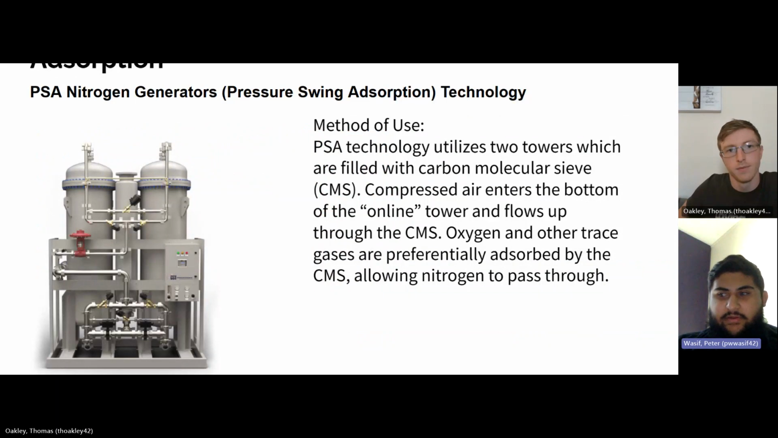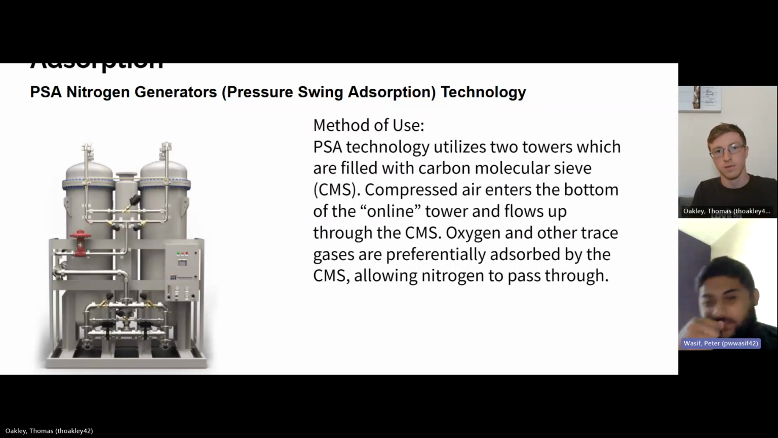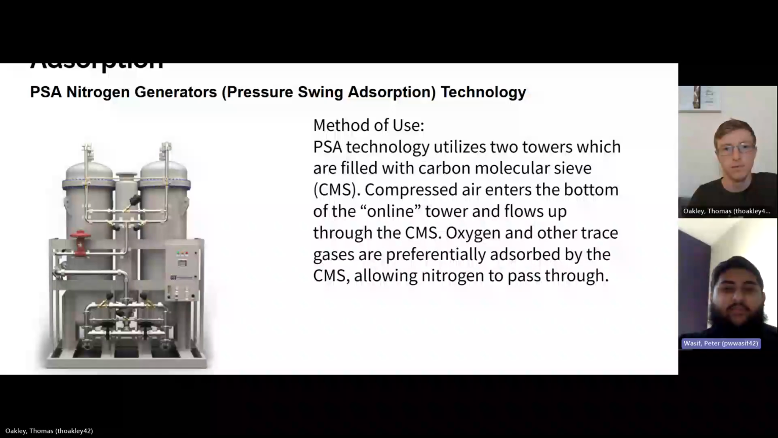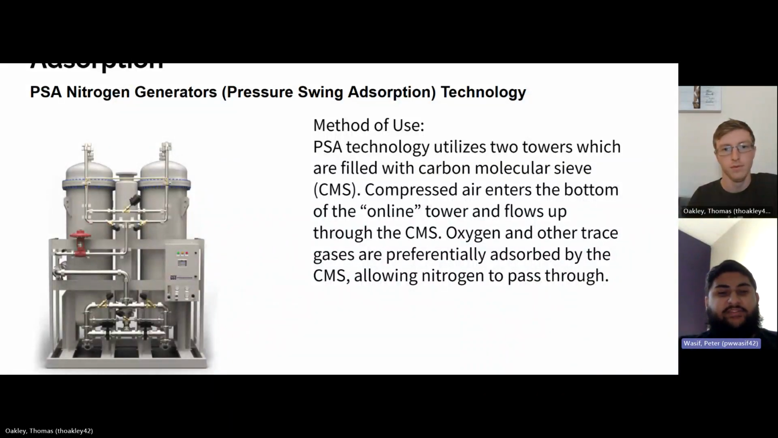For our adsorption, we have PSA nitrogen generating, or pressure swing adsorption technology, that we use through two towers, which are both filled with CMS, or a carbon molecular sieve, where we take compressed air through the bottom of one of the towers, whichever one is currently doing the compressing, and then it pushes out nitrogen on the other side while separating it from the oxygen. So air in, and then nitrogen out.